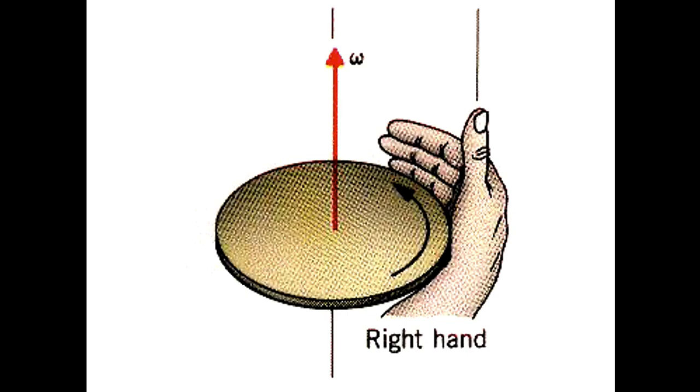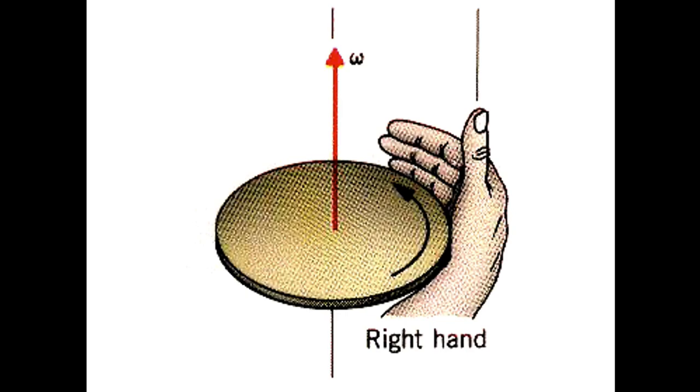You're going to stick your right hand in front of you, and for this wheel, you're going to curl your fingers in the direction of the turn. You can kind of see that. Curl your fingers in the direction of the turn and stick your thumb up. It's kind of like you're giving the screen a thumbs up. Your fingers are curling in the direction of the wheel, and your thumb sticks straight up. That is going to be the direction of the omega vector.